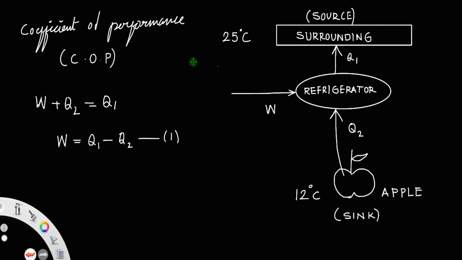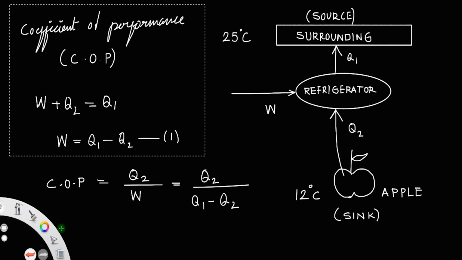So how will you find the performance of a refrigerator, that is, the coefficient of performance? How will you measure it? What the refrigerator does is remove heat from the apple. So the amount of heat it removes from the apple, divided by the work that has to be done on the refrigerator to do that, so Q2 divided by W, is the performance of a refrigerator. Q2 divided by work means Q2 divided by Q1 minus Q2. That's the expression for the coefficient of performance.